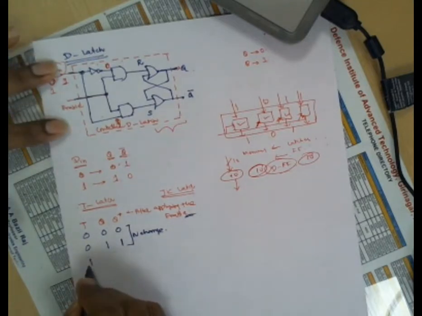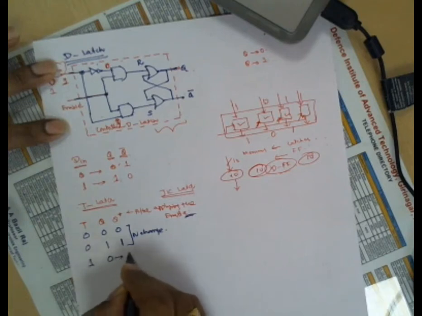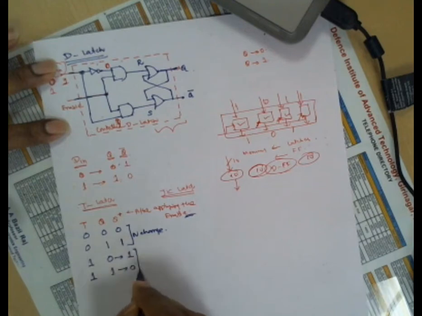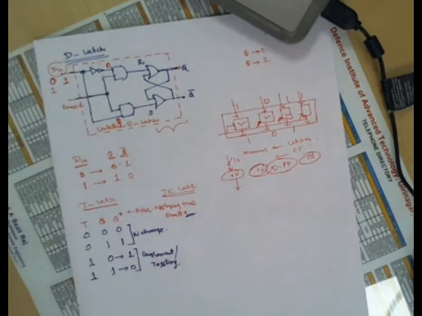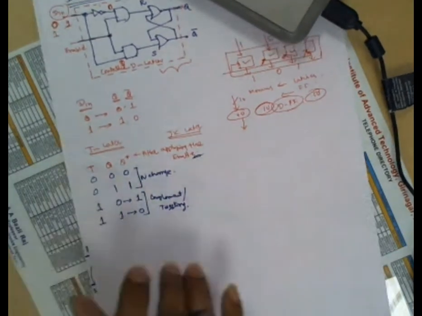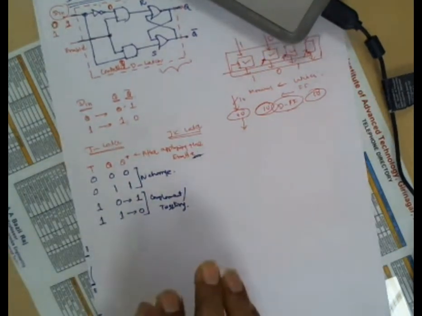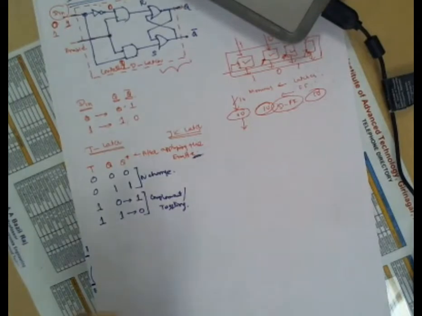And when T is 1, if Q is 0, this becomes 1. If T is 1 and Q is 1, this becomes 0. This is what we call complement or toggling. So it is a slightly different operation from the SR and D latch. That means now we can attain whatever operation we want to perform. We can choose the proper latches and use them in the design of your system.